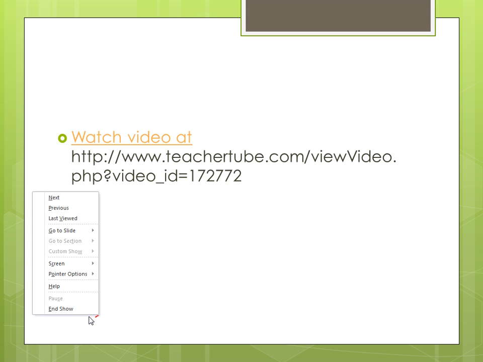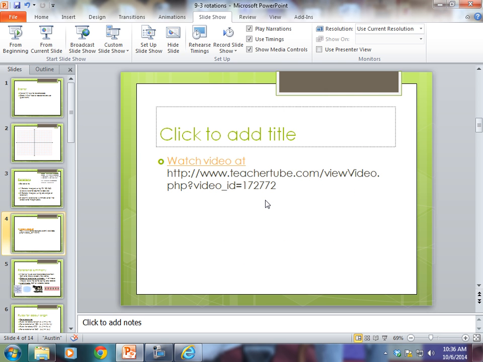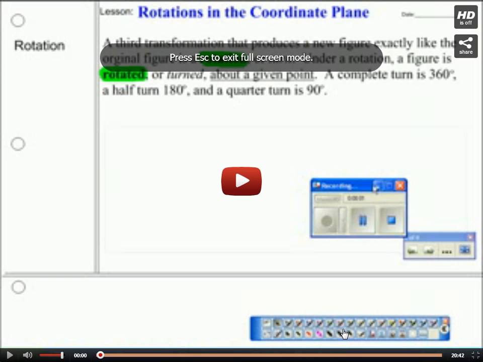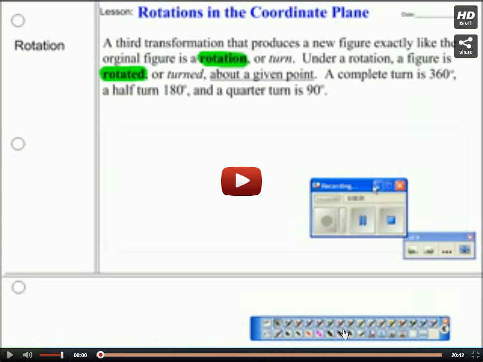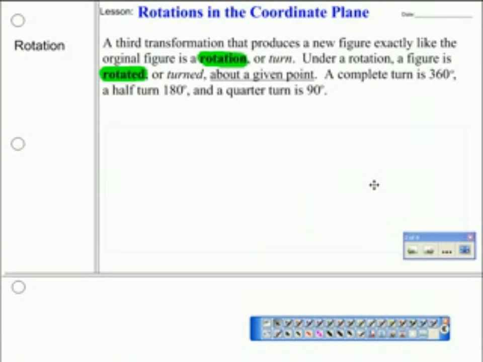All right, we're going to watch this video. I'm going to get the video from here instead because the thing's messing up. So we're going to watch this video. We're going to do our third type of transformation, and that is rotations.